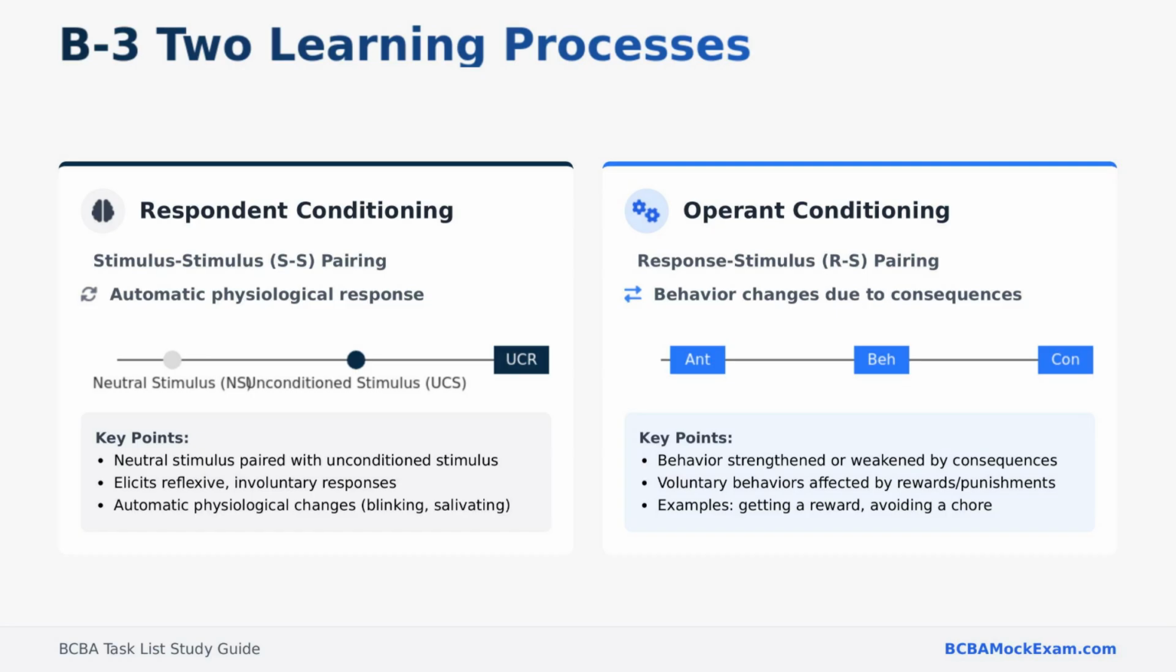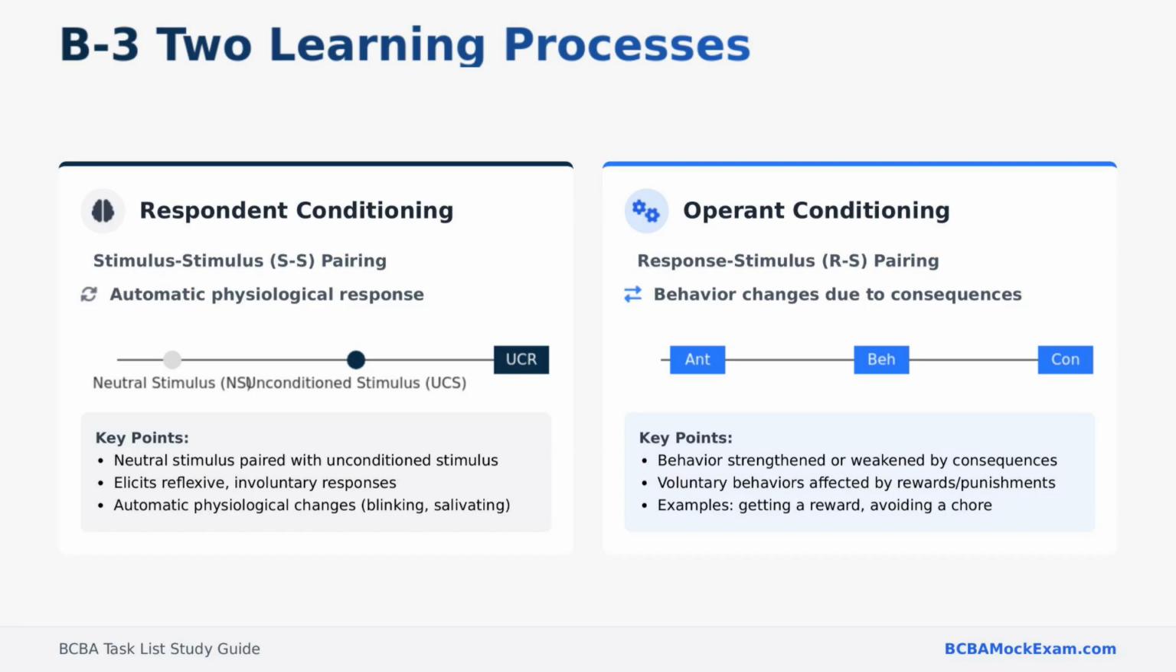Operant conditioning works in the opposite direction. Here, it's response-stimulus pairing. What happens after the behavior that changes whether it happens again? We call that the three-term contingency, antecedent behavior consequence. If a consequence strengthens the behavior, it's reinforcement. If it weakens it, it's punishment. Think of examples like, you finish a report and get praise, or you do the dishes to avoid nagging. Your behavior is influenced by its consequences, not by what came before automatically.